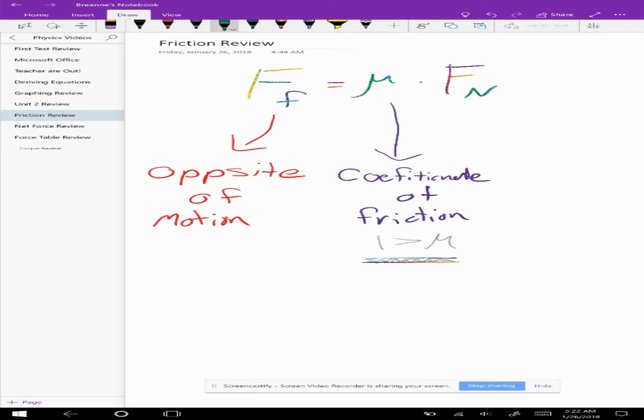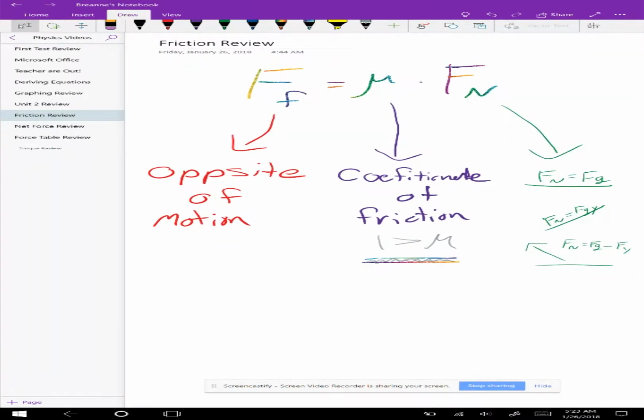And then you have your force of normal, and you have three situations. If you have a flat surface, your force of normal is going to equal your force of gravity. If you're on an angle, your force of normal is going to equal your force of gravity in the y direction. And if you have a force being pulled at an angle on a flat surface, your force of normal is going to equal your force of gravity minus your force in the y. So those are the three force of normals you could come up with.